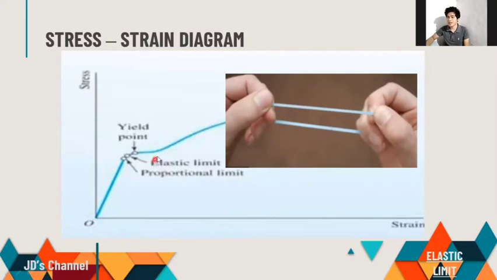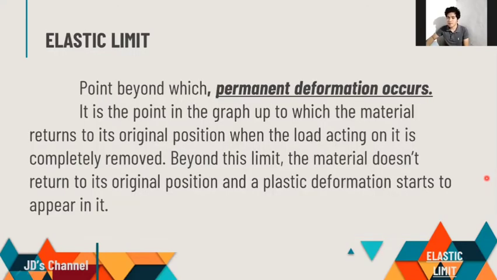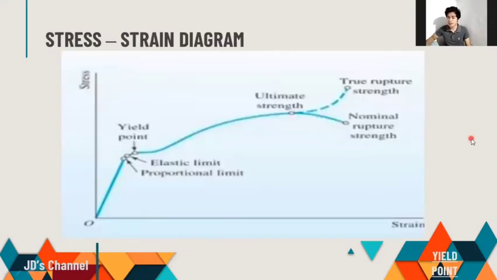The elastic limit is the point beyond which permanent deformation occurs. It is the point in the graph up to which the material returns to its original position when the load acting on it is completely removed, like what we did earlier. Beyond this point, the material does not return to its original position and plastic deformation starts to appear in it. So that is our elastic limit.